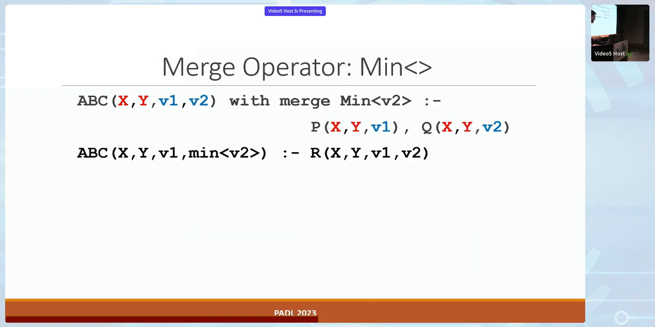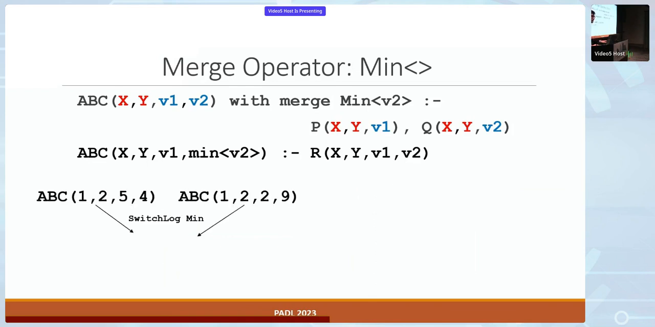So what merge min will do is, given two instances of ABC with the same keys, so you have ABC(1, 2, 5, 4) and ABC(1, 2, 2, 9), the SwitchLog minimum will pick the tuple with the minimum value of V2. So in our case, this is ABC(1, 2, 5, 4), and that will be derived.